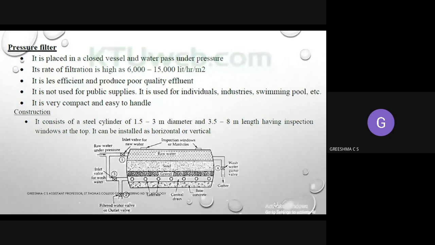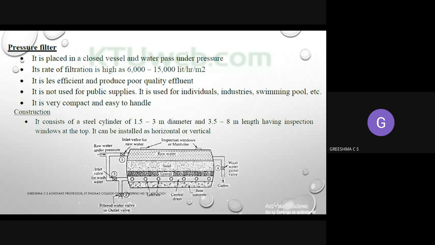A pressure filter is a filter which is placed in a closed vessel, and water passes under pressure. Its rate of filtration is very high, around 6,000 to 15,000 liters per hour per meter square. It is less efficient and produces poor quality effluent. It is not used for public supplies. It is used for individual industries, swimming pools, etc. And it is very compact and easy to handle.